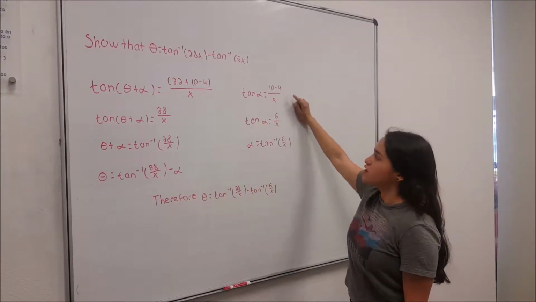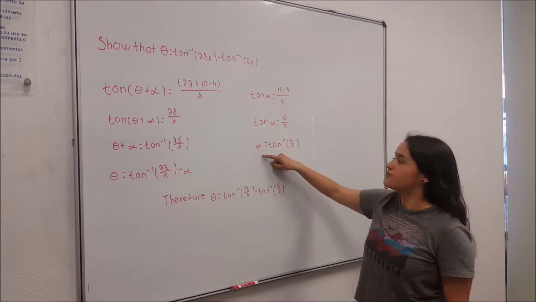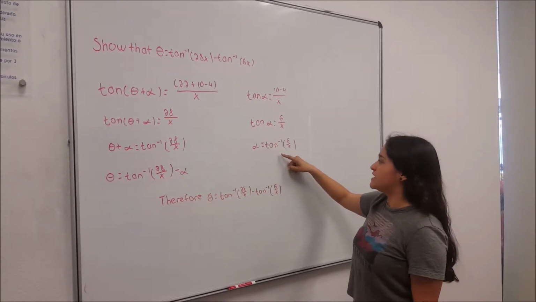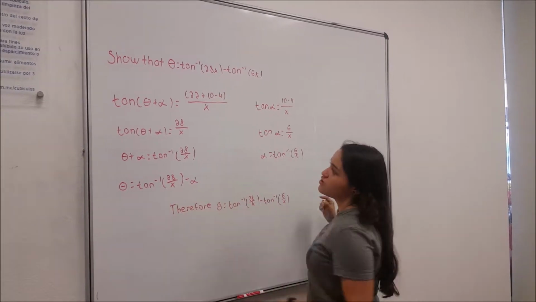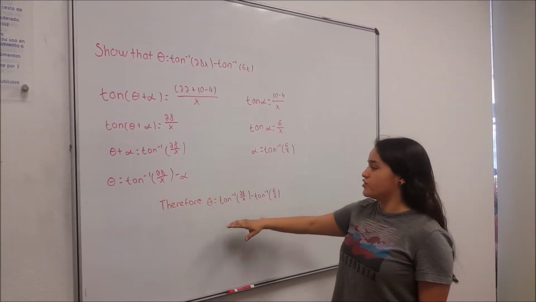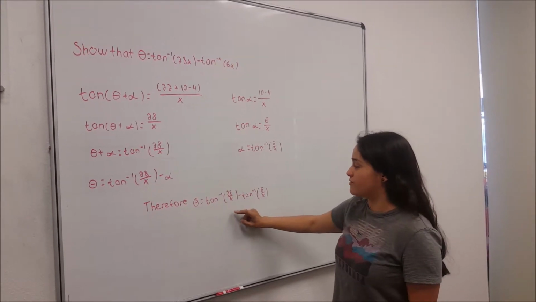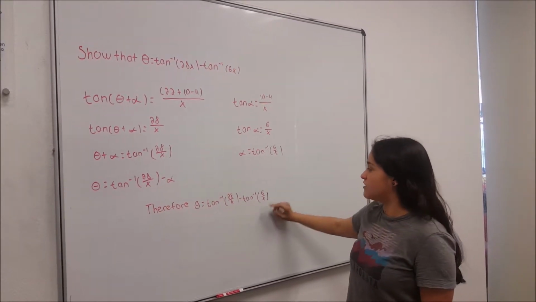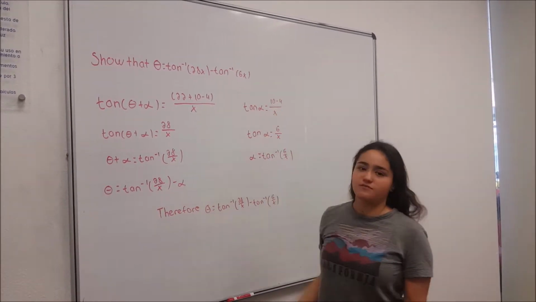you subtract, which would be 6 over x, and you leave alpha alone, which would be inverse tangent of 6 over x. And then these two equations, you make them equal, and you get theta equals inverse tangent of 28 over x minus inverse tangent of 6 over x, which is the one that the problem gave us.